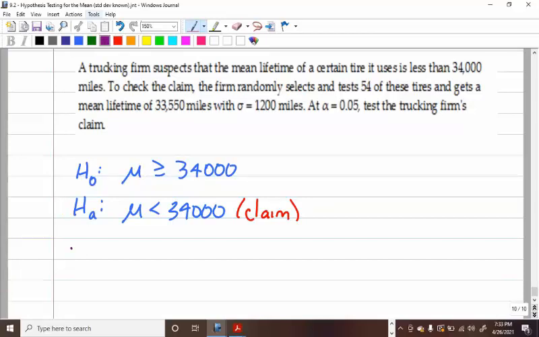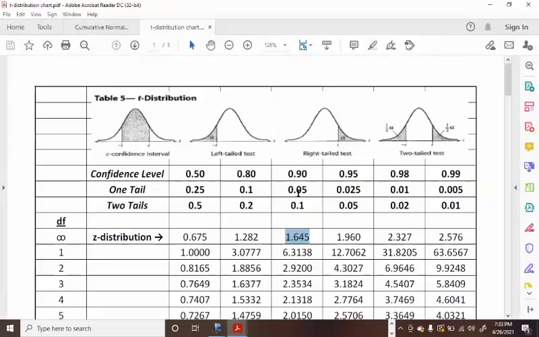I'm not going to write all the stuff like sample mean, standard deviation. You're going to see me put it in the calculator anyway. If you're not sure, feel free to ask. But like those other problems, I kind of wrote the information down. I don't think we need to do that. Less than is going to be negative something. 0.05, one tail, 1.645.